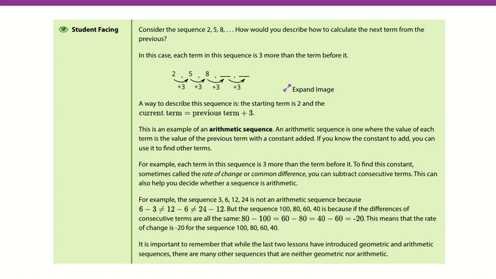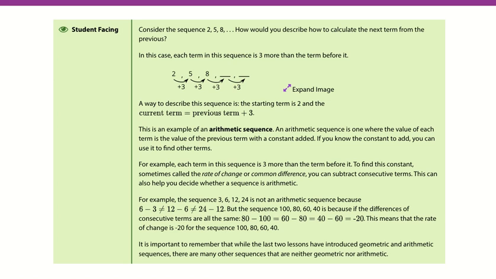But in the sequence of 100, 80, 60, 40, you'll see that if you take these two terms, 80 minus 100, that gives you negative 20. That is equal to, if we take 60 minus 80, that also gives you negative 20. 40 minus 60 gives you negative 20. All of these are subtracting 20 or adding that negative 20 each time. They have that common difference.